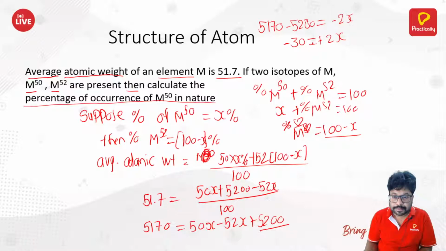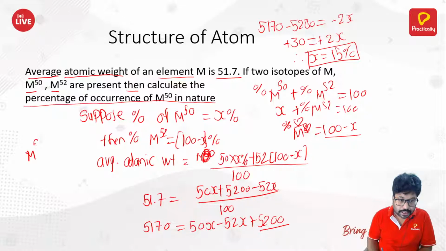Minus 2x, minus minus gets cancelled. Therefore, x is equal to 15%. So x is 15%. That means M50 is 15%. They are asking about M50 only. You can calculate for M50 also.